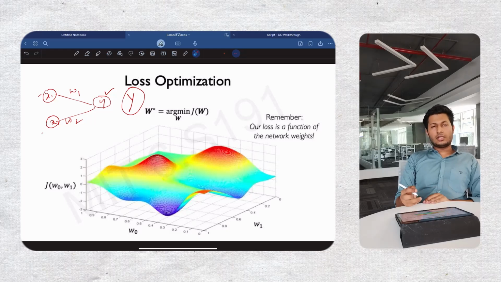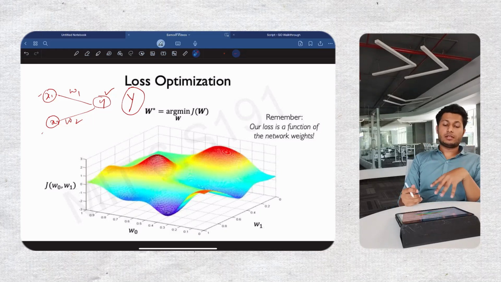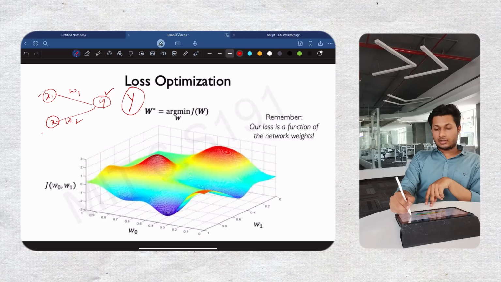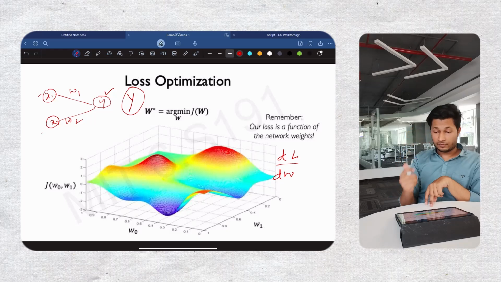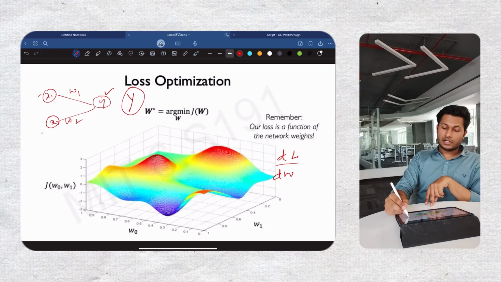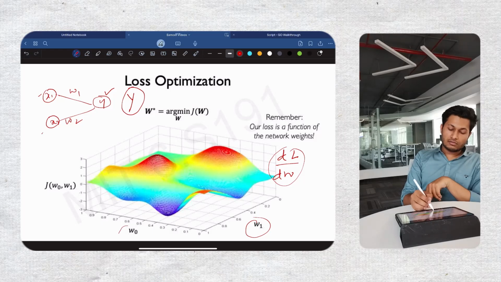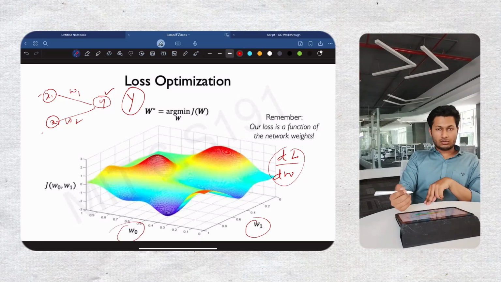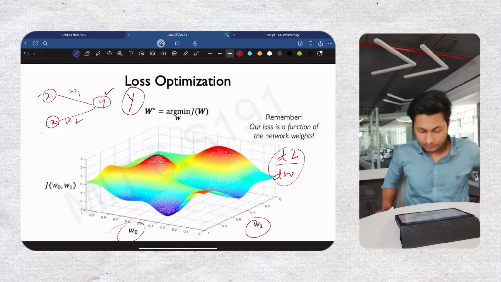Now the main process in backpropagation is to calculate the change in the loss with respect to the weights. You calculate the change in your loss with respect to all the weights you have used in your neural network. So we have to calculate the change in loss with respect to w1, and the change in loss with respect to w0, and this is how our change is going to look.